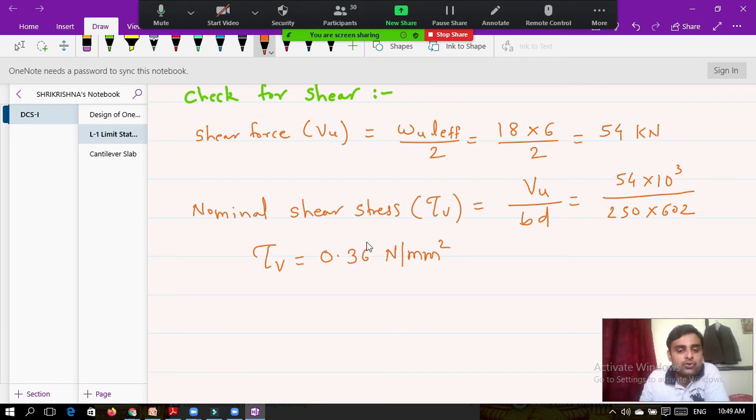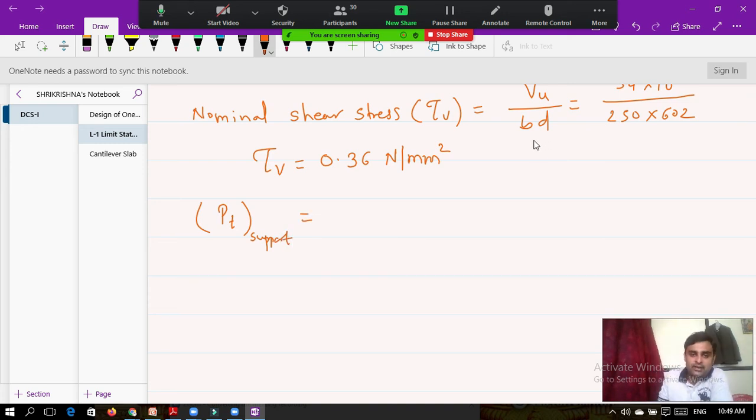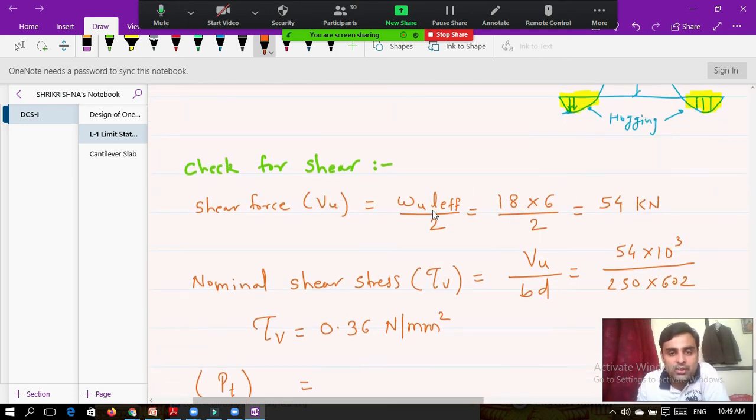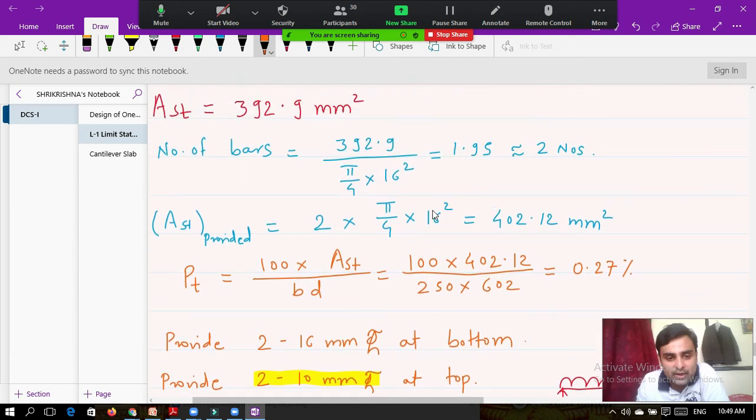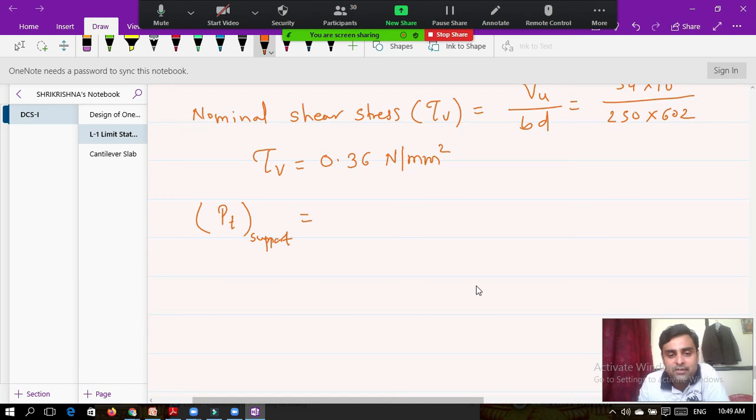Okay, so now calculate the percentage of steel at support. Percentage of steel at support, we always take half of the percentage of steel at center. In the case of slab also we are doing the same thing, we are taking the half percentage of steel, except one way continuous slab. So here what is the percentage of steel we have calculated? Percentage of steel is 0.27%, so half of that we need to take.